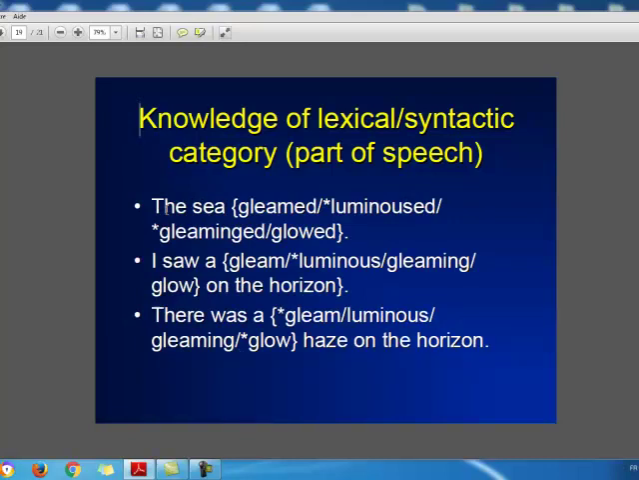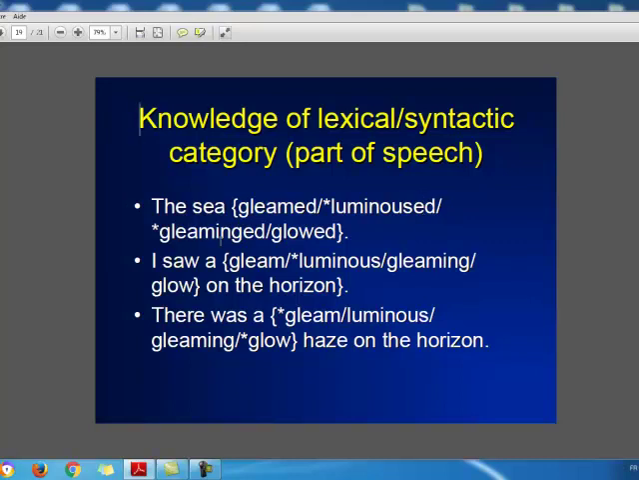Let's look at these examples. The sea gleamed. This is possible because gleam is a verb and it gives us a well organized grammatical sentence. The sea gleamed. But is it possible to say the sea luminous? It's not possible. Look once again at this asterisk, because luminous is an adjective. It cannot be used as a verb. It cannot take this past marker, the ed here.